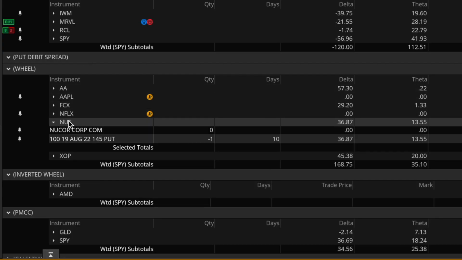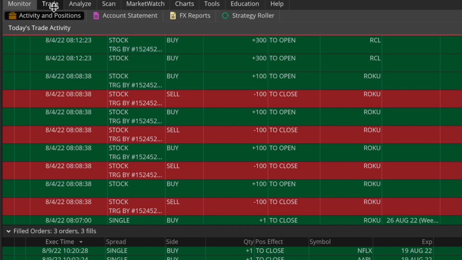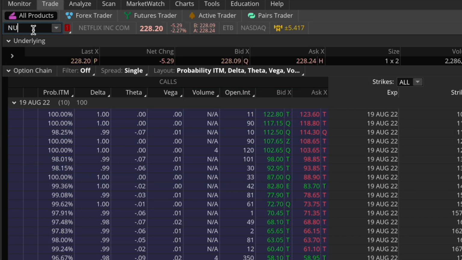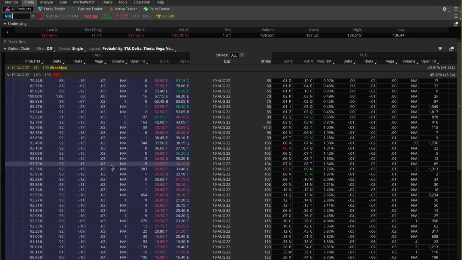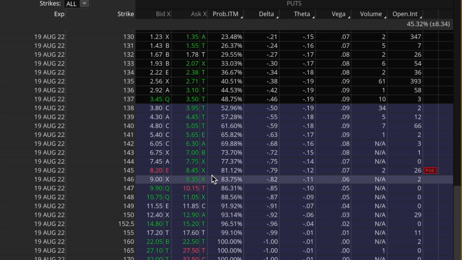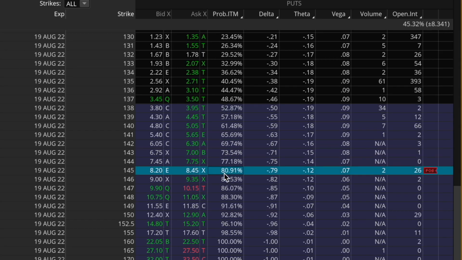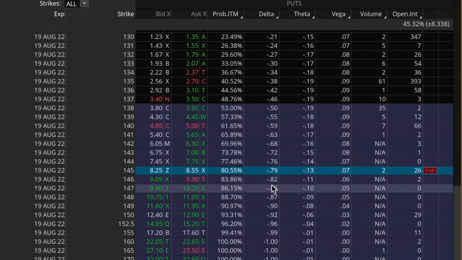One is in NUE here. And as you can see, I'm short the 145 strike put option. Again, same August expiration. Let's check that trade out. Go to the trade tab and we'll go to NUE. And for this trade here, my put option is still in the money, but it's not too far in the money, right? So the delta here is 80, not the full 100.